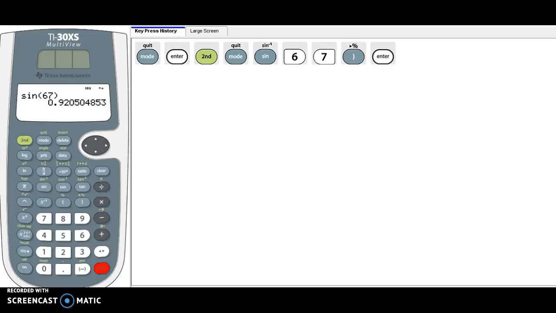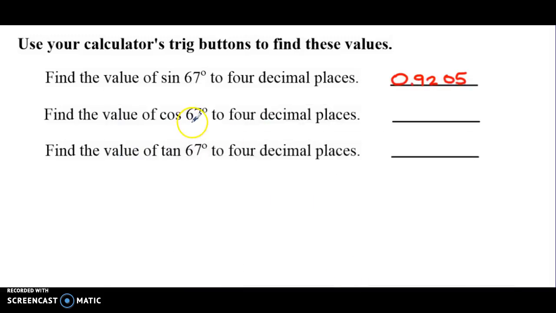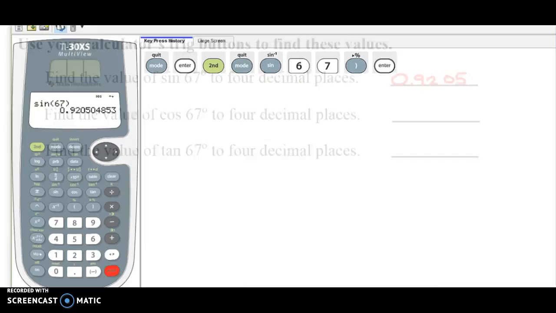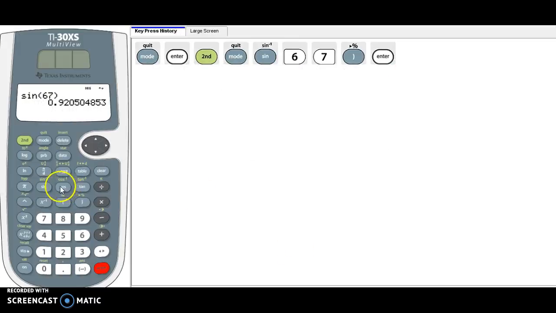If you go back to your calculator for the next two, it's asking for cosine of 67 degrees and tangent of 67 degrees. On your calculator, there's a button for cosine, here's mine here, and a button for tangent. You're going to do it the same way we just did for sine. Go ahead and pause the video and try that now.